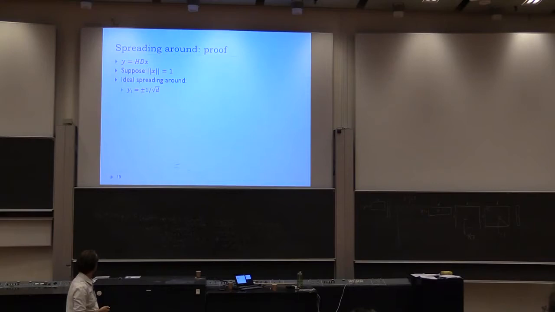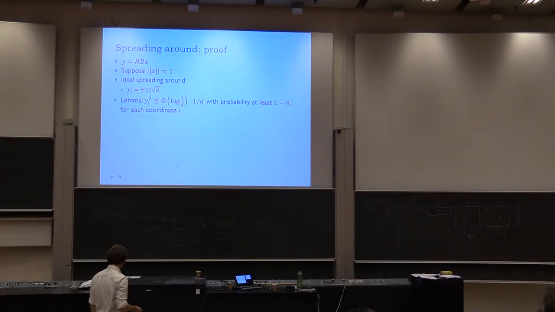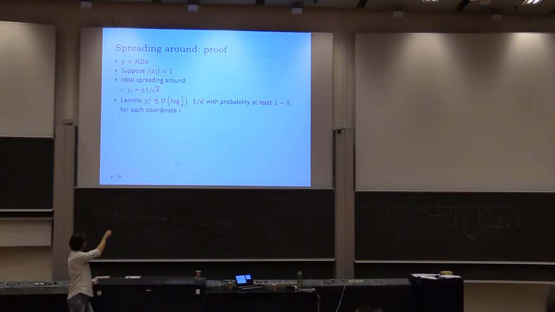What we'll show is that for that particular HDX, this is what we achieve. The square of yi, I mean, we can call them round squares, but it's easier to write squares than square roots, will be at most order log 1 over delta, times 1 over d, with probability at least 1 minus delta for each coordinate i.